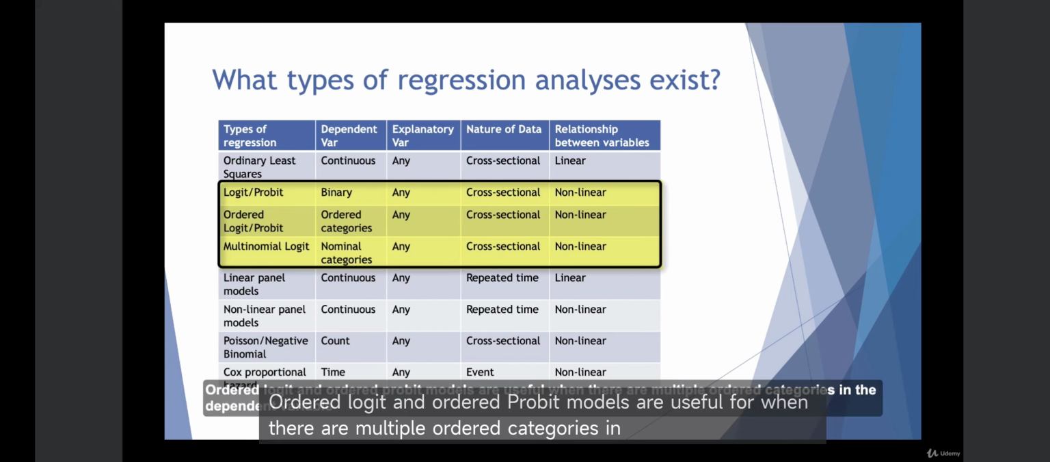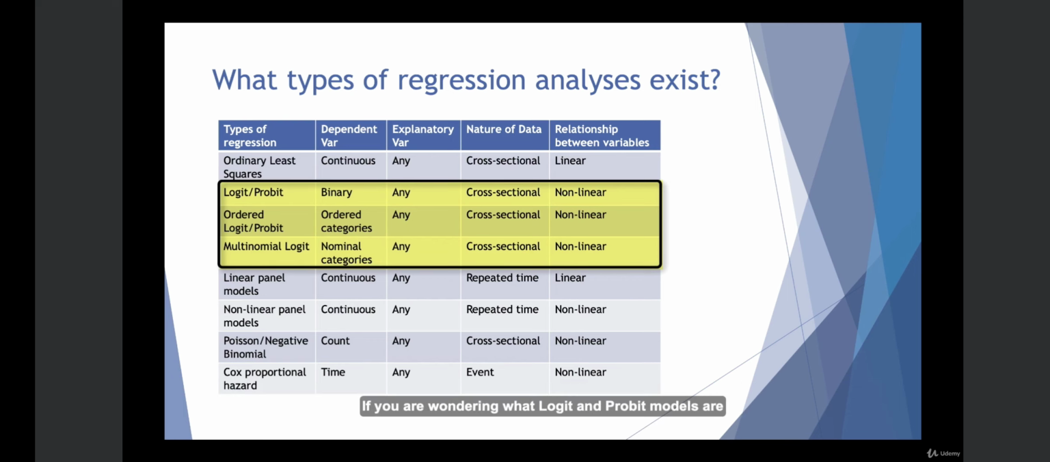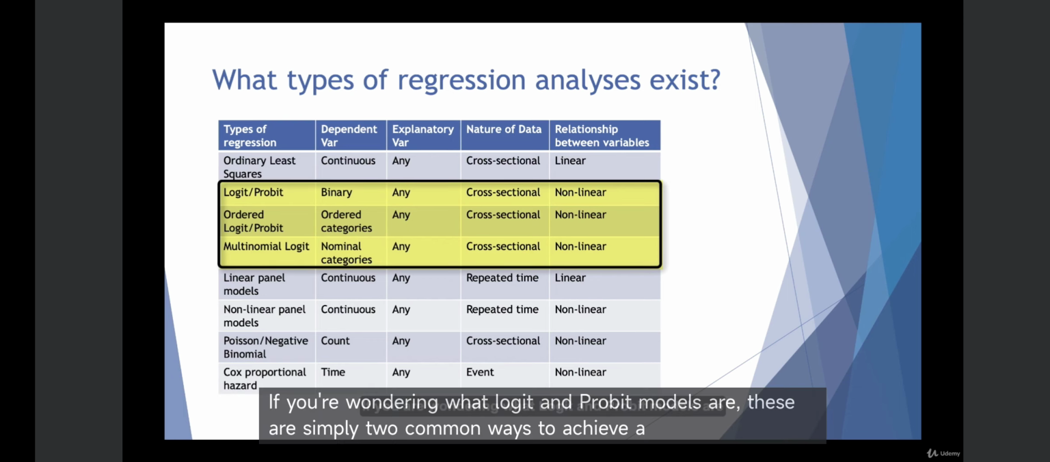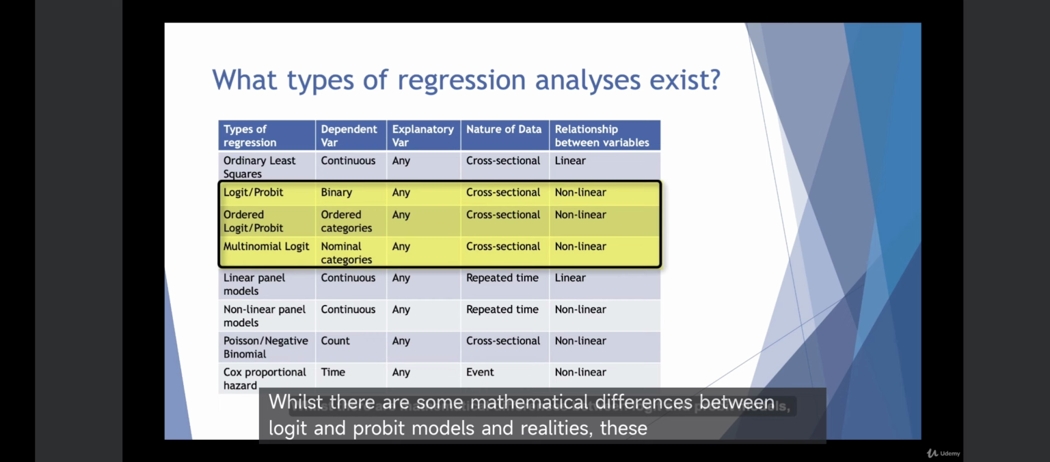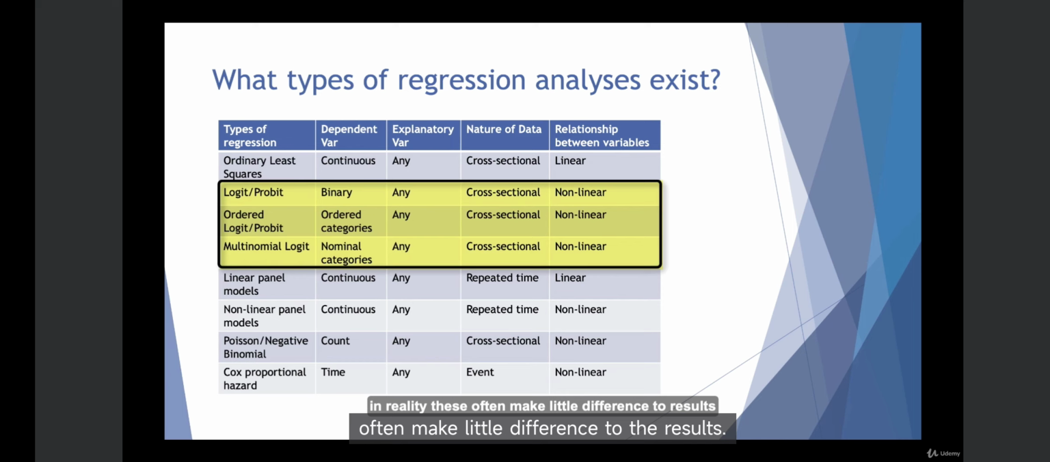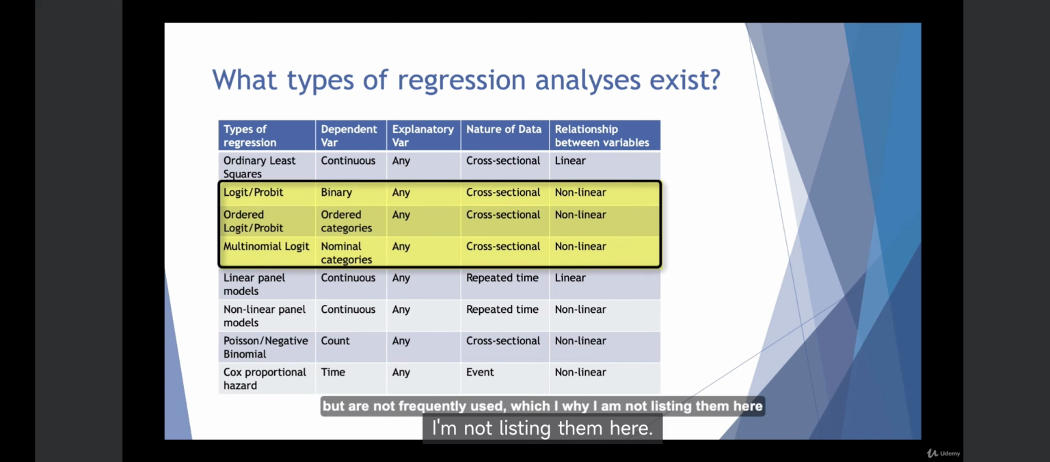Ordered logit and ordered probit models are useful for when there are multiple ordered categories in the dependent variable. And multinomial logit models are useful when there are nominal, i.e. unordered, categories in the dependent variable. If you're wondering what logit and probit models are, these are simply two common ways to achieve a nonlinear relationship between the variables. Whilst there are some mathematical differences between logit and probit models, in reality these often make little difference to the results. Also note that multinomial probit models also exist, but they are not frequently used, which is why I'm not listing them here.